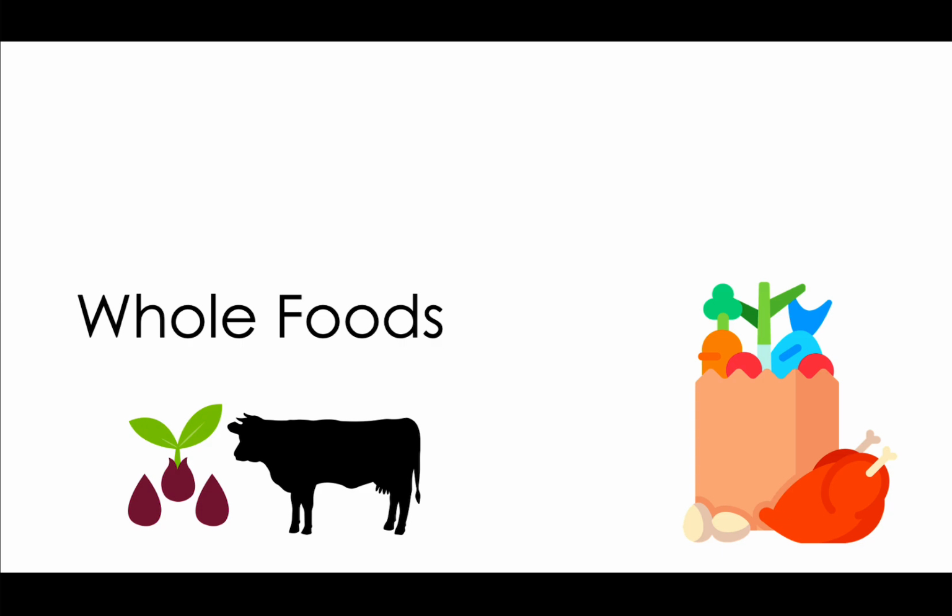Sometimes we just eat them whole, like a banana or a chicken breast. And sometimes we have them very processed, like apple juice or beef jerky, right? So we eat them on a spectrum of processing.